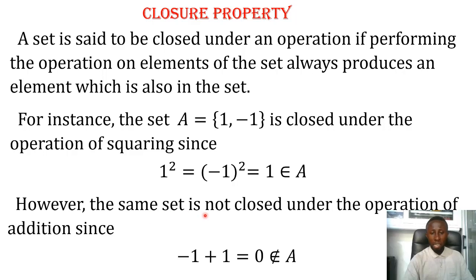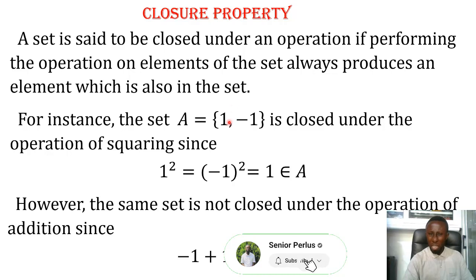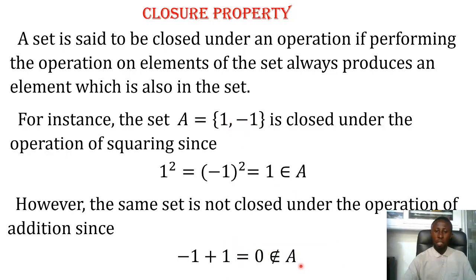However, the same set is not closed under the operation of addition. So 1 plus 1 you get 2. And what about -1 plus 1? It is 0. Is 0 here? No. So 0 does not belong to A. Therefore, this one is not closed. So the operation addition here is not closed. Good.